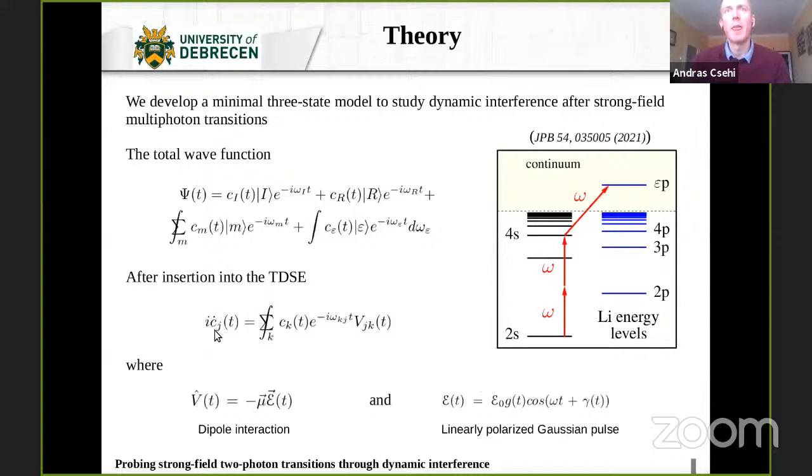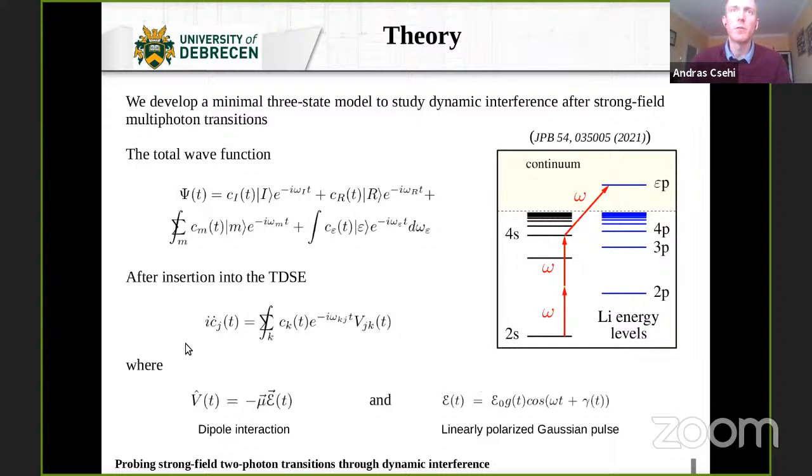Here on the right side, V is nothing but the interaction matrix element in the dipole approximation. So mu is the transition dipole, and capital epsilon is the linearly polarized Gaussian pulse. This has such a form in our study. G is a Gaussian envelope, omega is the central frequency, and gamma is kept constant, if not stated otherwise.